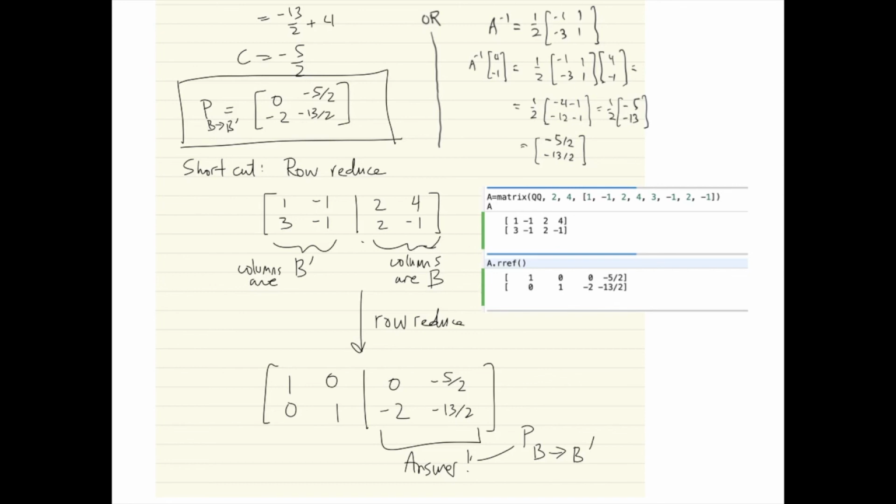Now, a little bit of a shortcut is to combine the two steps into one. Write the columns of the new basis here, the columns of the old basis here, and then row reduce simultaneously. You can quickly do this in Sage. Here's the code on the right, and use the reduced row echelon form method. And here is the change of basis matrix that we found.